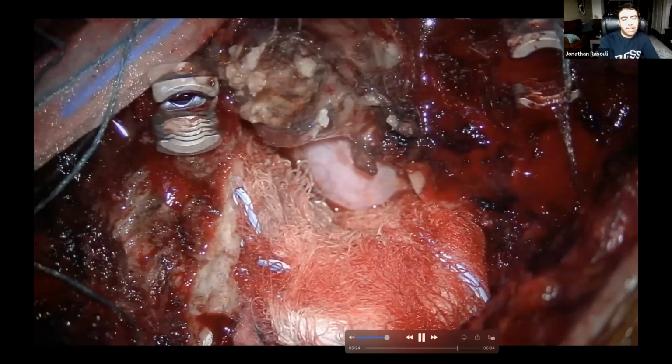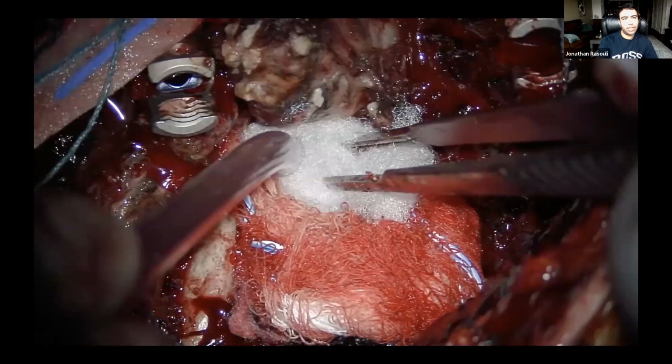Mike, that was awesome. I love the pictures. I love the exposure that you got. I think that's so key for these type of tumors. You really want to see everything.